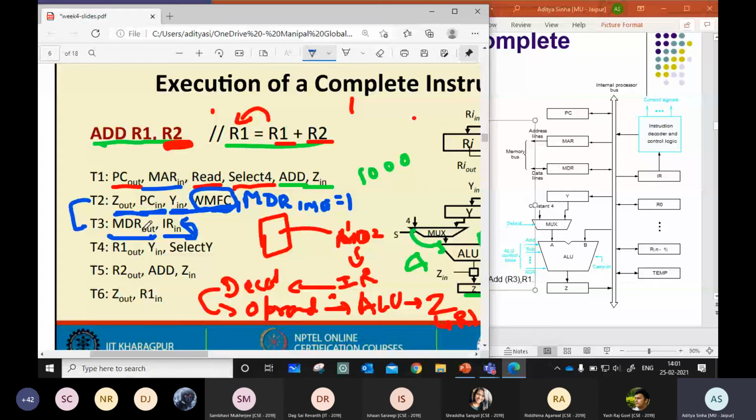Okay, then MDR out, since the instruction is inside the MDR, that has to be put into the instruction register. So we'll do MDR out, and why are we doing MDR out and not MDR out E? Why are we not doing MDR out E? Anyone? What is MDR out E? So data is in the register, so we don't need to read from memory.